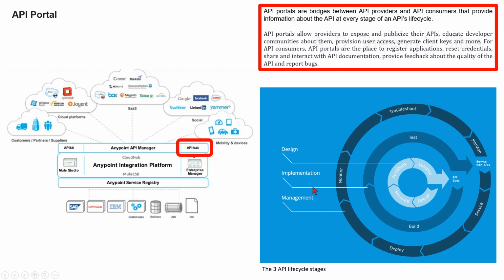The next step is implementation. Here you can see two steps: build, and then build is connected to test, and test is connected to service with API.